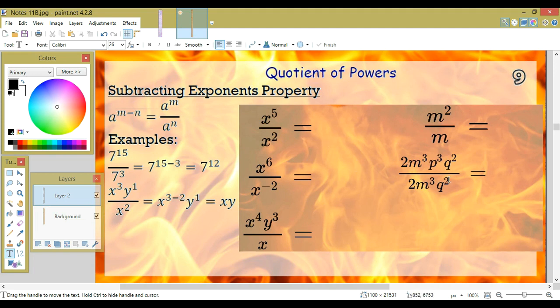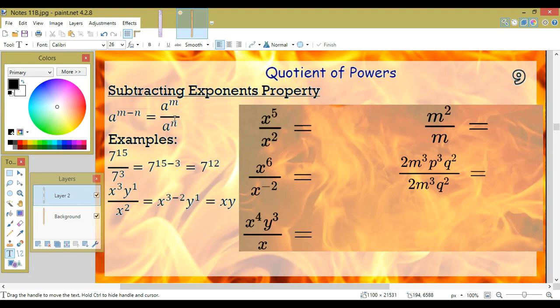Try these, write them down. We'll go over these ones in class. Here's an example. We have 7 to the 15th power divided by 7 to the 3rd power. That's the same thing as 7 to the 15 minus 3. That's 7 to the 12th power.